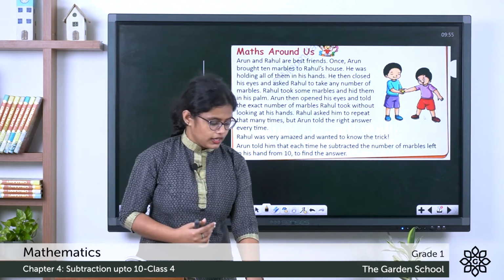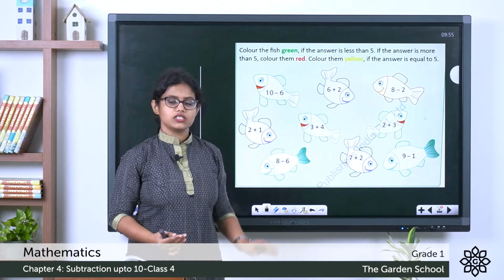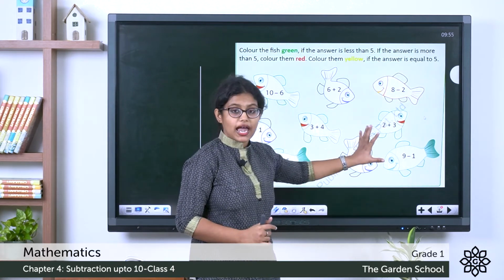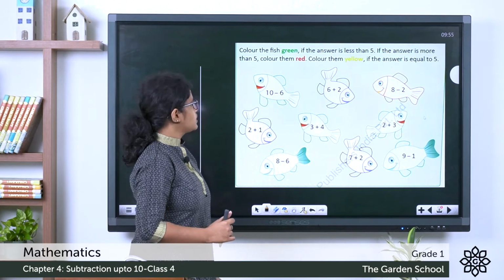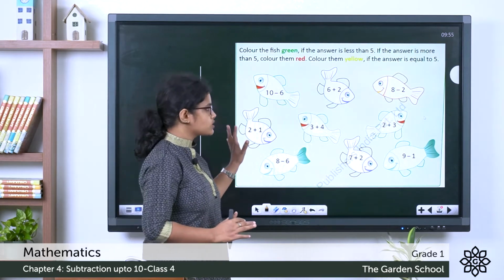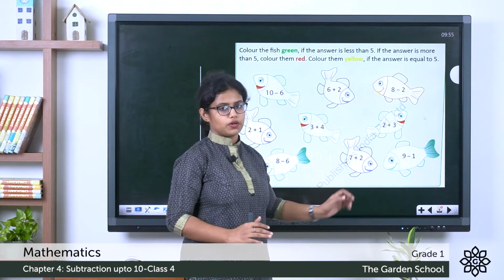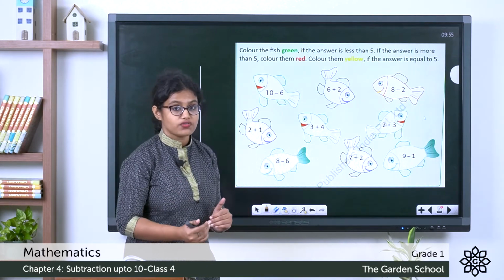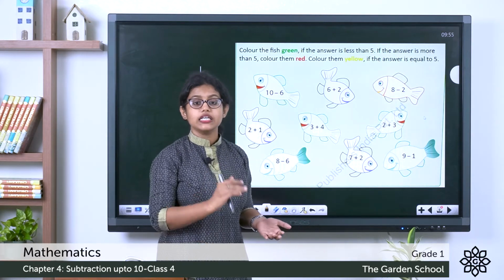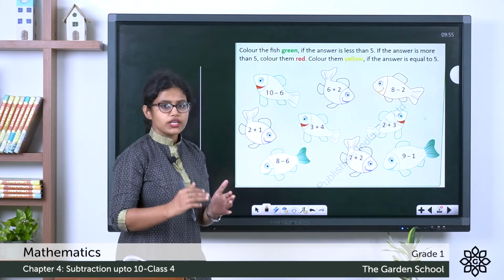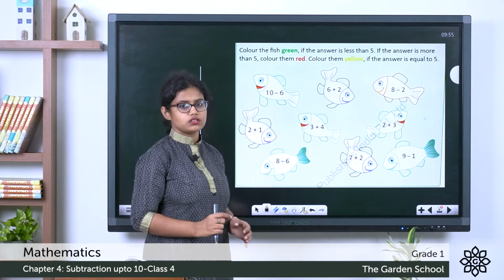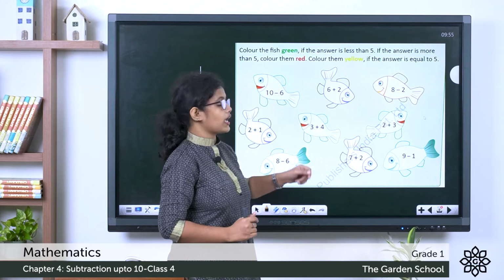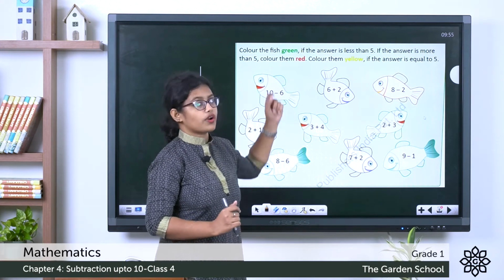Okay. Coming to the next one, this is also an exercise. Here you can see both addition and subtraction. What you have to do here is, when you subtract or add numbers, you get numbers more than 5, numbers less than 5, and even numbers equal to 5. So if you get a number which is more than 5, you have to color that red.